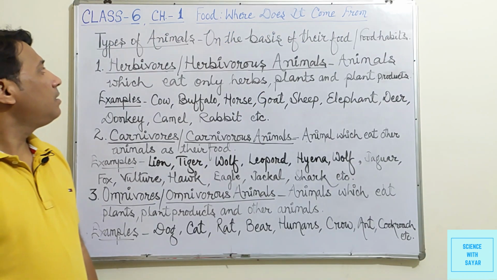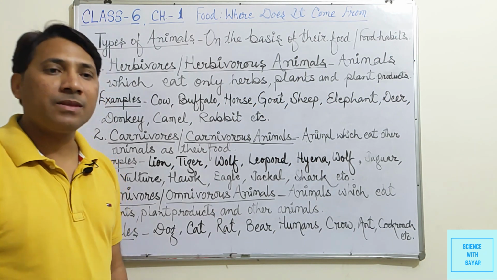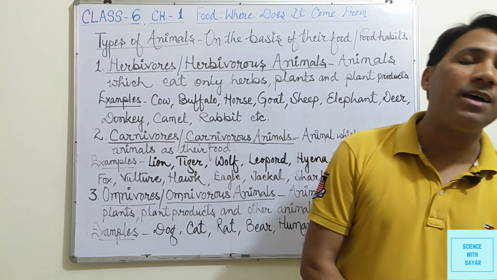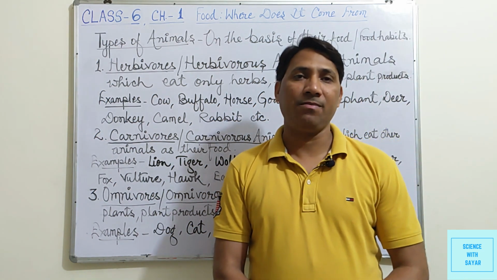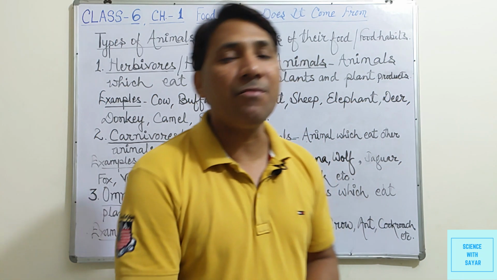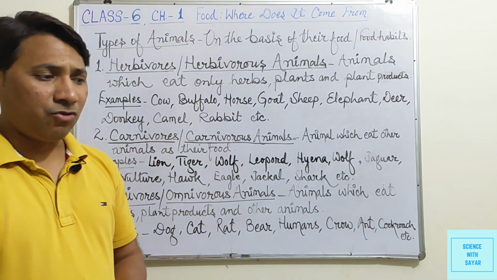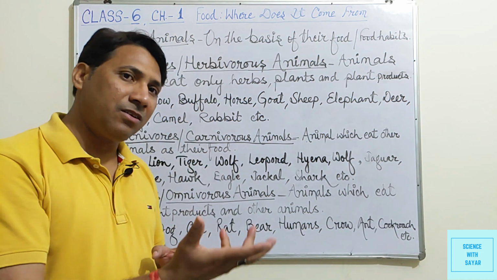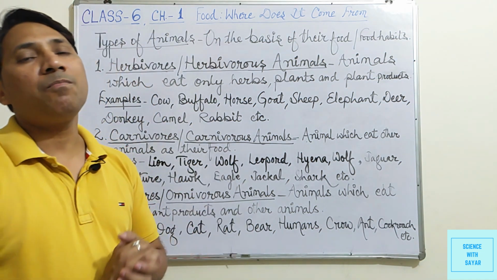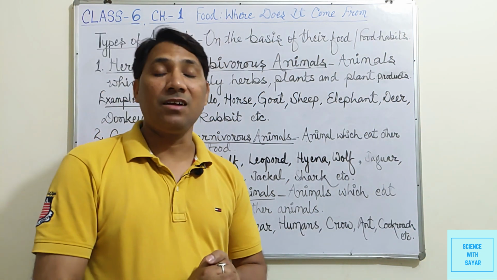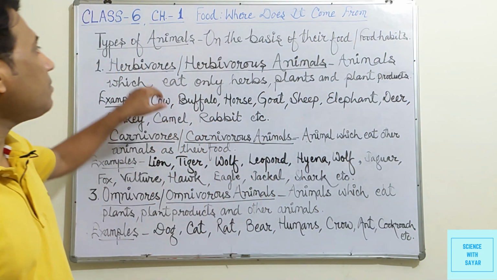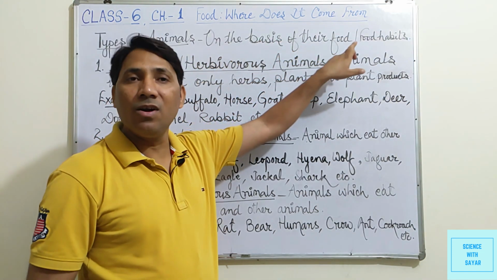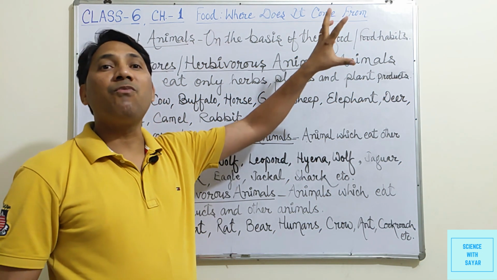Next topic, types of animals. This type of animals is based on the type of foods that different types of animals eat. So what the animals eat, on the basis of which animals are of three types, as types of animals on the basis of their food or food habits, which type of food they take.